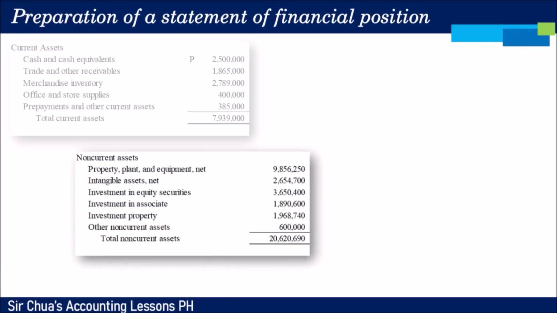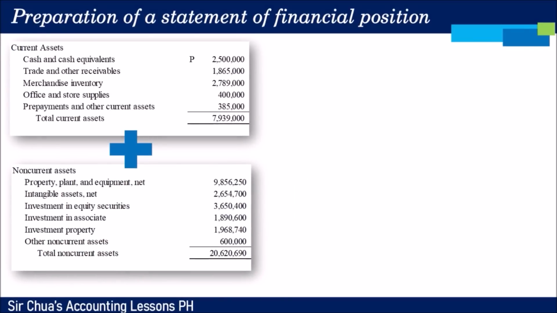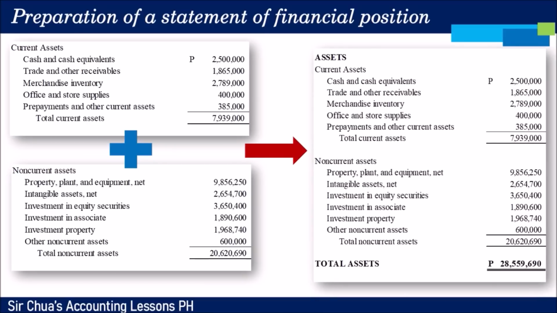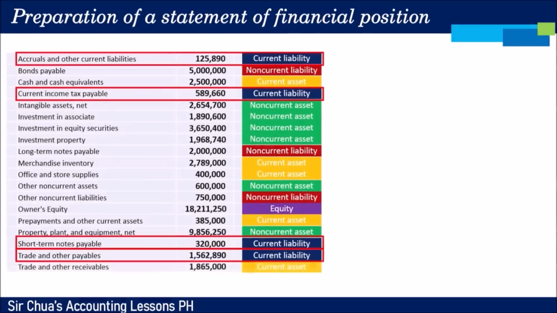So, ang gagawin natin, i-combine na po natin yung current asset tsaka non-current asset. So, pwede na po nating magawa yung total asset portion ng ating balance sheet. So, ganun lang. Lagay nyo yung current asset, lagay nyo yung non-current asset. Total current assets of 7,939,000 plus total non-current assets of 20,620,690 will give us total assets of 28,559,690. Okay. Then we proceed with our current liabilities naman.